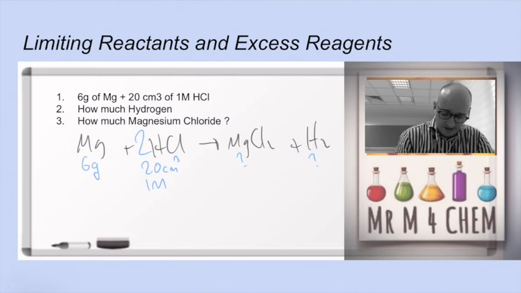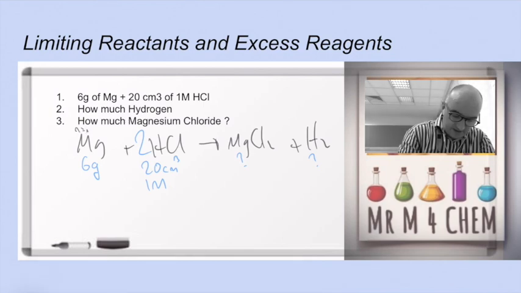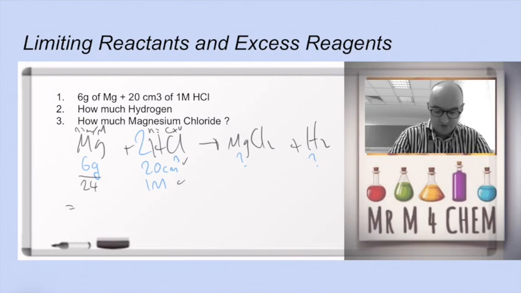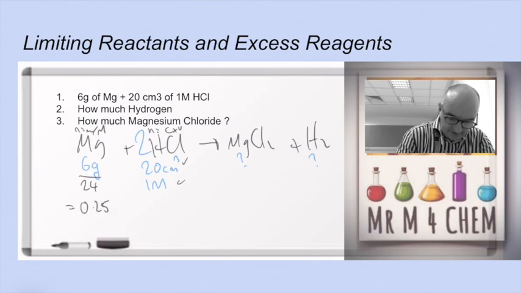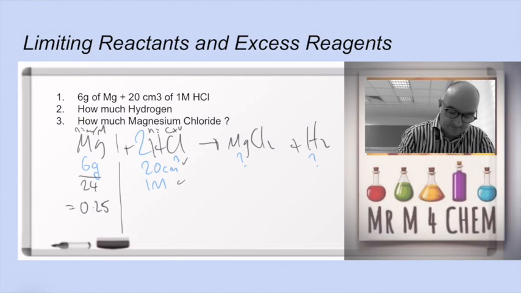So where do we begin? We begin where we can. This is a mass, so I'm going to be using n is little m over big M. This is a volume, this is a concentration, so n equals c times V. So n is m over M, so 6 over 24, which is 1/4, which is 0.25 moles of magnesium. Again, I'm careful to put my workings underneath the reactants to which it refers.